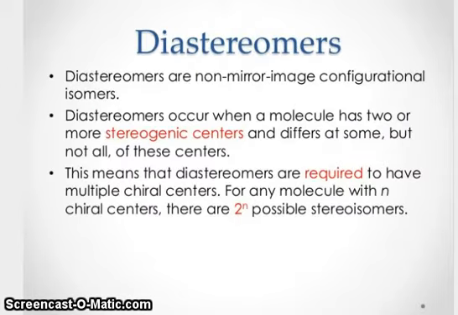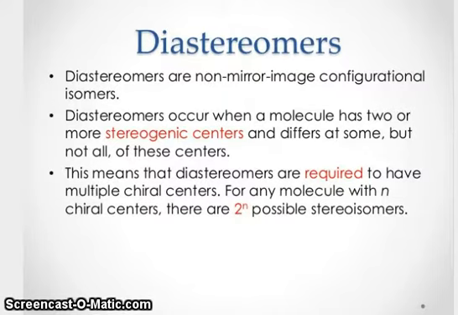What are diastereomers? Diastereomers are non-mirror image configurational isomers. Diastereomers occur when a molecule has two or more stereogenic centers and differ at some but not all of these centers. This means that diastereomers are required to have multiple chiral centers.